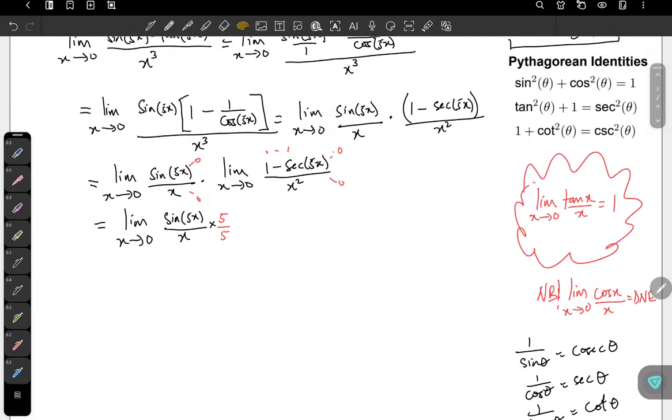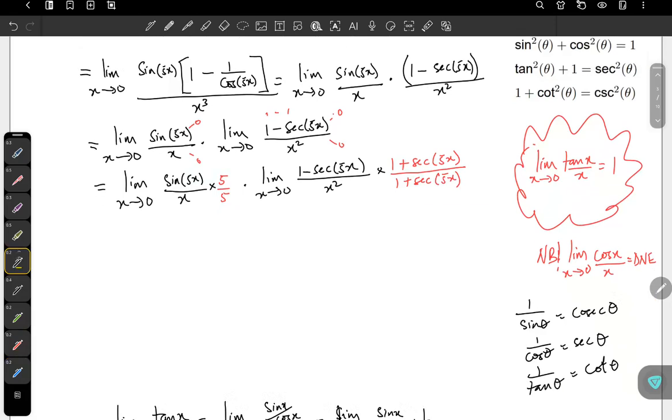Then we also have the second part, the trick that we've been using for stuff that looks like this, which is to multiply by the conjugate. The conjugate here is, so we multiply by the conjugate of 1 minus sec 5x. So that will be times 1 plus sec 5x over 1 plus sec 5x.